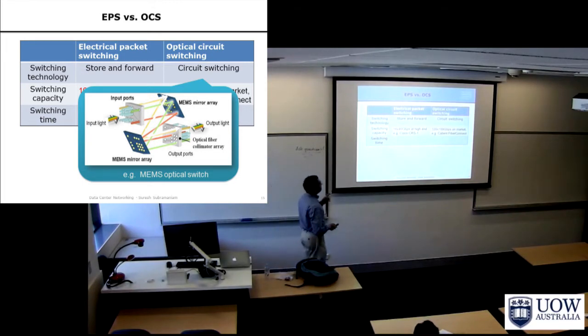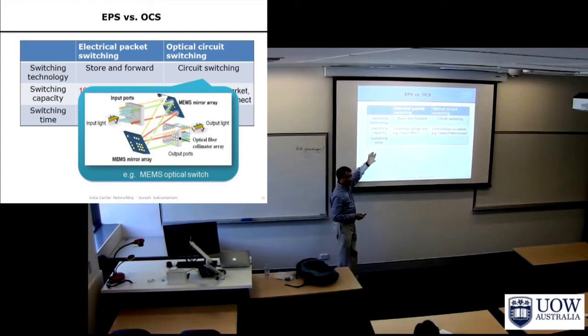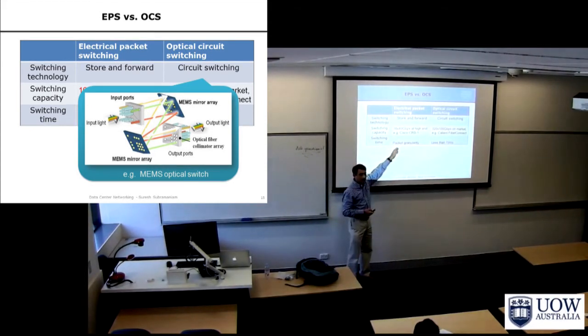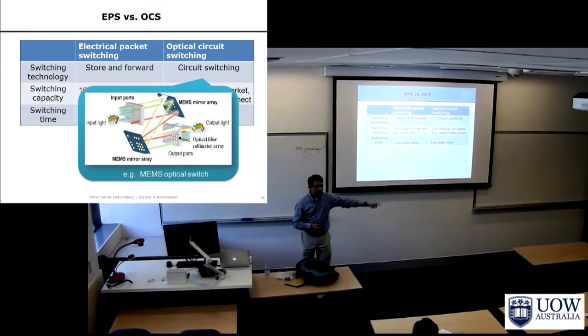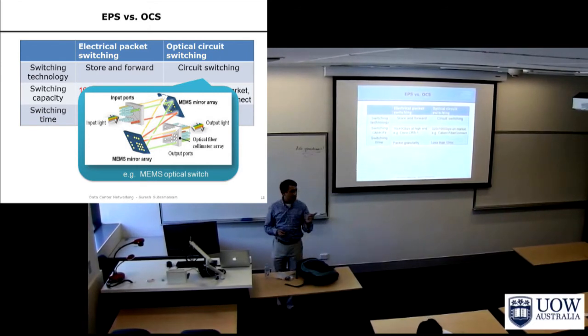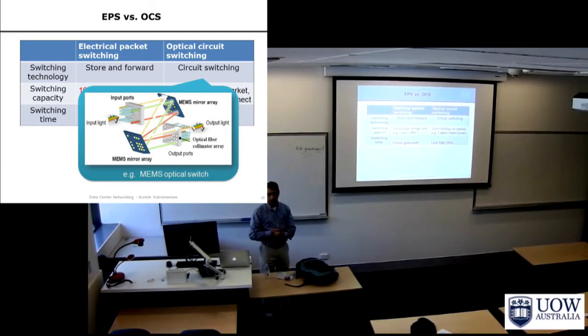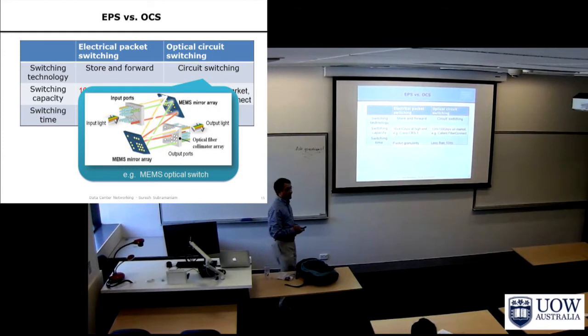The problem here is the switching time. Electronic switches are very fast. They can switch at packet granularity, which is microseconds or nanoseconds, whereas optical switches are rather slow. It takes about 10 milliseconds because it's mechanical. You need to change the mirrors to change the switch, right? So it's much slower than electronic switches.